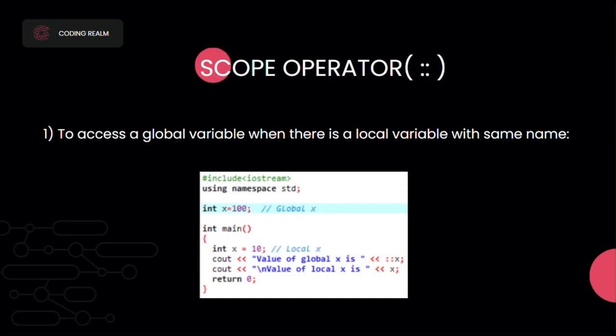Scope operator. Why do we use the scope operator in object-oriented programming? We use the scope operator to access a global variable when there is a local variable with the same name. Like here in this example, we have a global variable named x, and x has two variables. To make the difference between the first x and the second x, we use the scope operator.